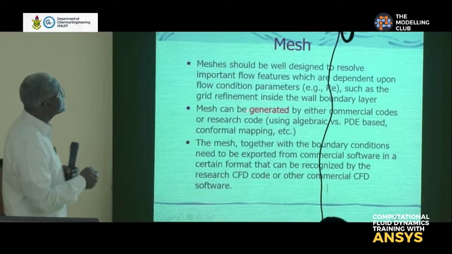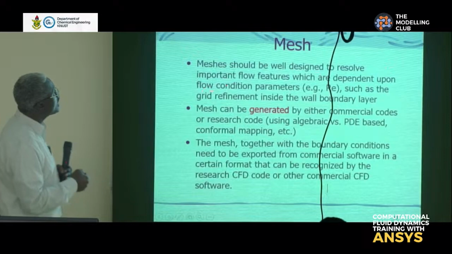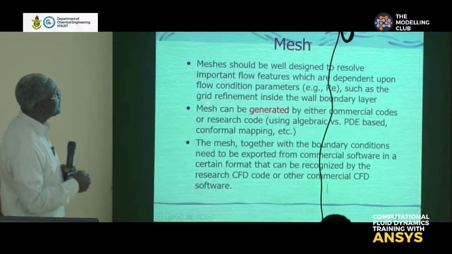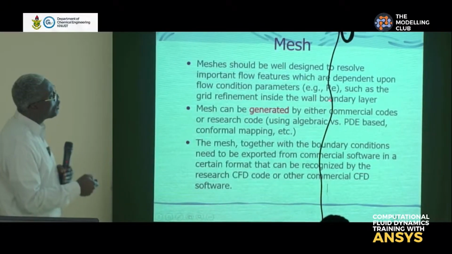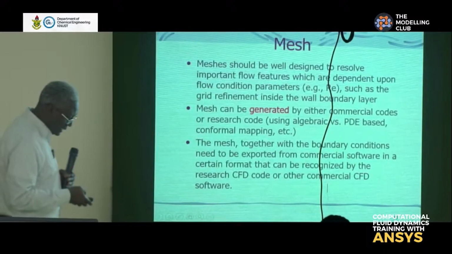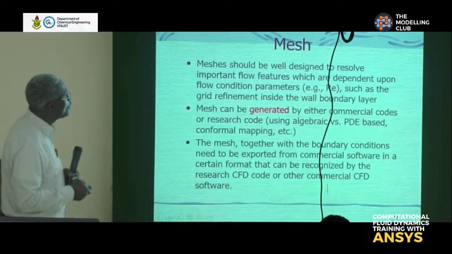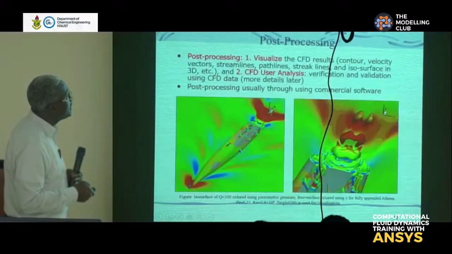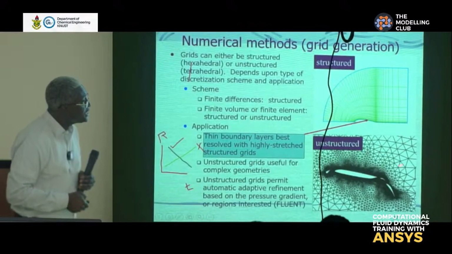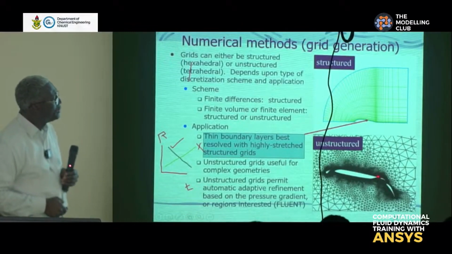In terms of meshes should be well designed to resolve important flow features, which are dependent upon the flow conditions, e.g. the Reynolds number, such as grid refinement inside the wall boundary, okay? Wall boundary layer, okay? And let me just go back, bear with me as I go back to this figure.